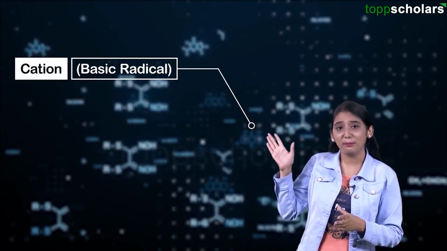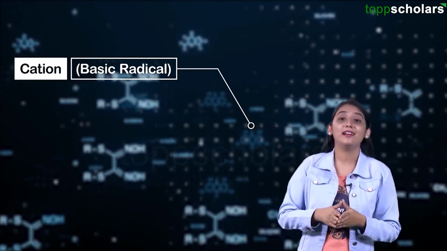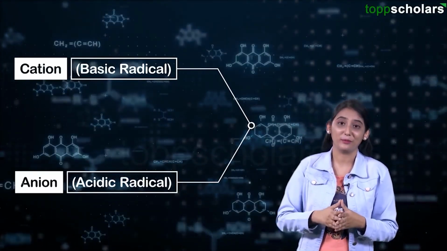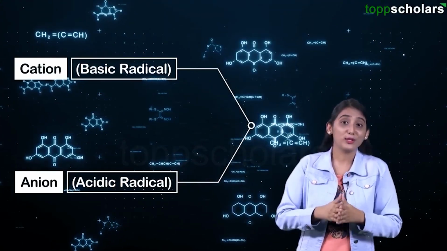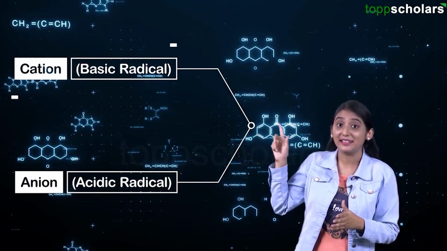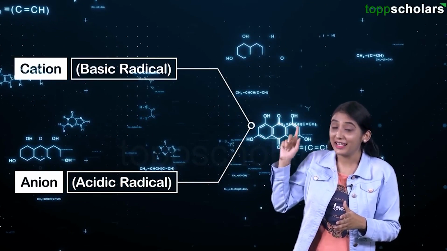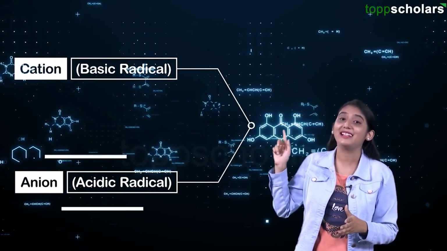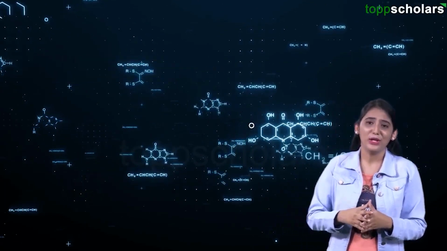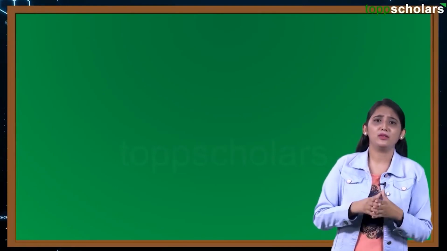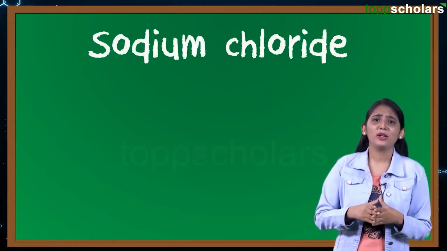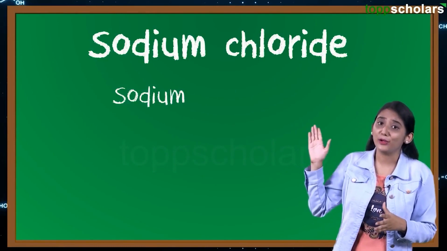The name of any ionic compound consists of 2 parts, that is, the cation, which is the basic radical, and the anion, which is the acidic radical. Always remember that the first word is the name of the cation, that is the basic radical, and the second word is the name of the anion, that is the acidic radical. So now let us take an example, that is sodium chloride. Sodium chloride is made up of sodium and chlorine.